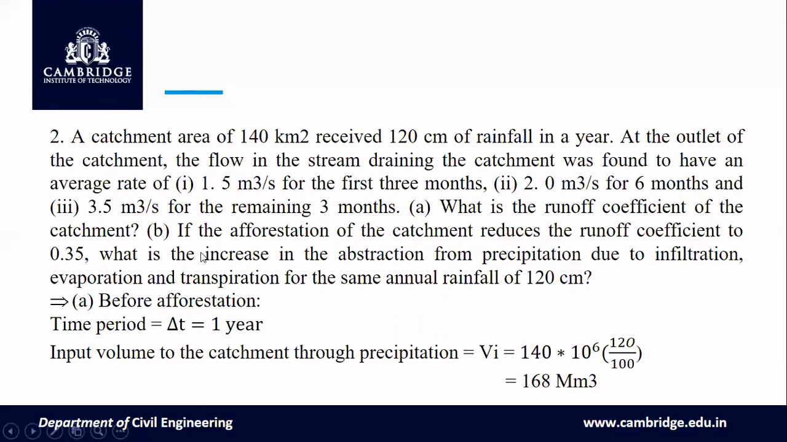The time period, as mentioned, is 1 year, so delta T is 1 year. I'm going to consider the input volume to the catchment through precipitation. The area of the catchment is 140 square kilometers, and the precipitation is rainfall of 120 centimeters. Now the input volume, VI, will be equal to 140 times 10 power 6, since 1 square kilometer is 10 power 6 square meters. The rainfall is in centimeters; to convert centimeters to meters, divide by 100, basic conversions. Now the input volume will be 168 million meter cube.